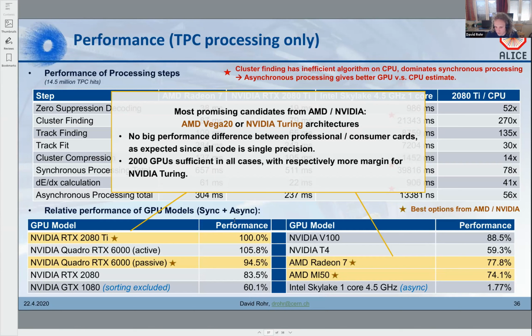And then the same for the AMD Radeon 7 and MI50, which is the gaming and professional version of the Vega 20 chip. So the NVIDIA card looks a bit faster, but the AMD card is a bit cheaper. So basically we have to see in the end what is the best price performance that we can get. Basically we have to consider the total cost of ownership here. And then, of course, also factor in stuff like support and so forth.